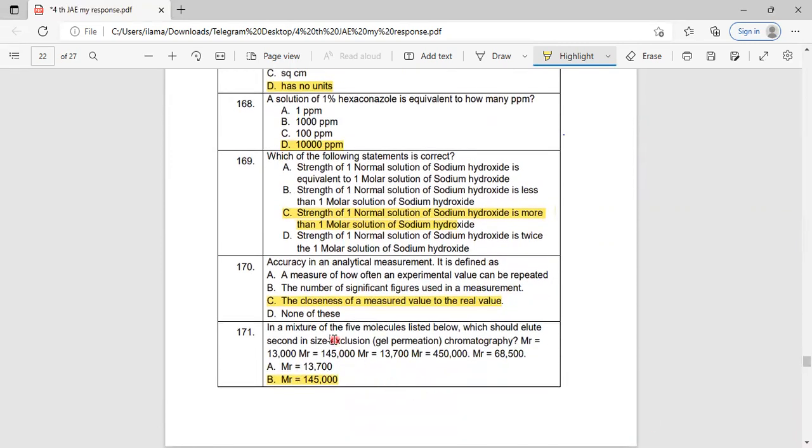In a mixture of 5 molecules, which of the following should elute second in size exclusion gel permeation chromatography? Here the MW values are given. Actually, in size exclusion gel permeation, the ones with larger MW values come first. So the MW value of 4,50,000 comes first. Here they asked which elutes second, so the next larger one is 1,45,000. So option B is the correct answer.